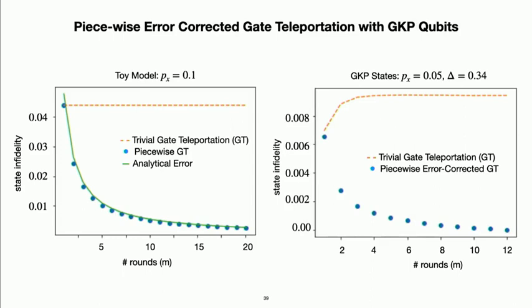And I did this simulation now for the GKP states, where the orange line shows the case where I do trivial gate teleportation in one round, and for the rest of the m-1 rounds, I'm stabilizing my state because I wouldn't leave it idle. I would have to keep stabilizing it. I'm comparing this with the piecewise error-corrected gate teleportation circuit, where the x-axis represents how many pieces I've broken the circuit down into. And you can see here also my infidelity keeps on decreasing all the way up to 12 rounds. And this is about the number of rounds you stabilize your GKP circuit for as well.